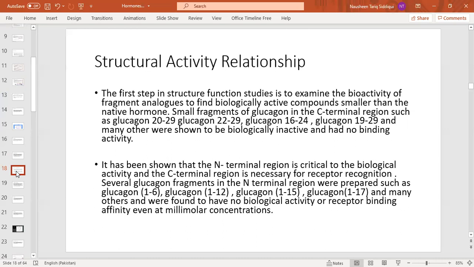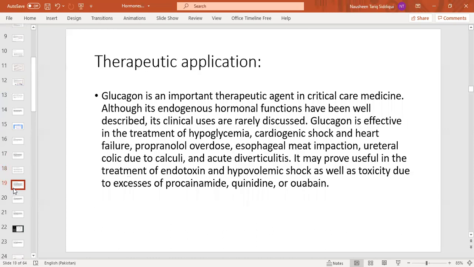Several glucagon fragments in the N-terminal region were prepared, such as glucagon 1-6, glucagon 1-12, glucagon 1-15, glucagon 1-17, and many others. They were found to have no biological activity or receptor binding affinity even at millimolar concentration. So both the sites are equally important.